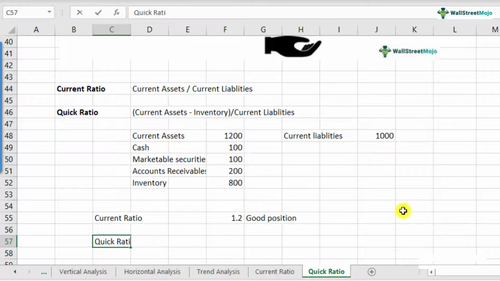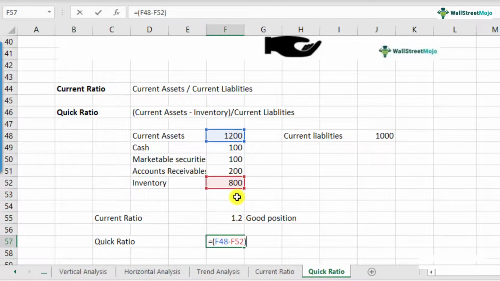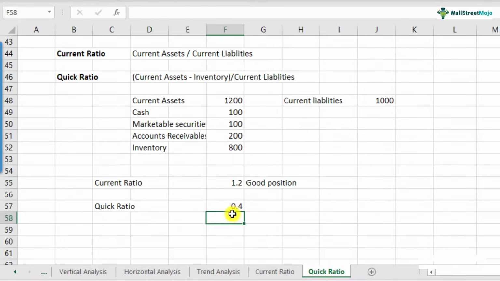But what about quick ratio? If you look at the quick ratio, how did we define the formula? It was cash plus marketable securities plus account receivables divided by your current liabilities, or you can divide it by current liabilities. So I'll use the second formula. It's one and the same. So this is current assets minus inventory divided by your current liabilities. So what do we get here? We get 0.4.